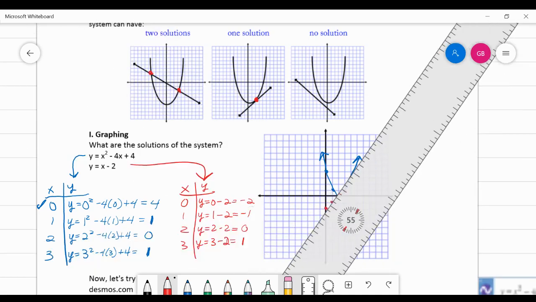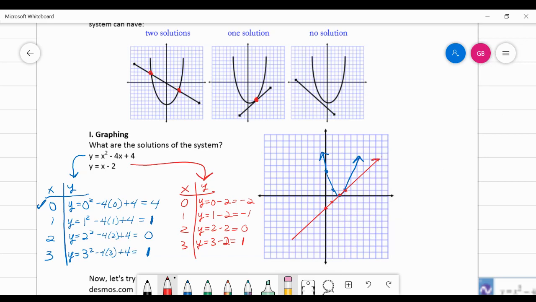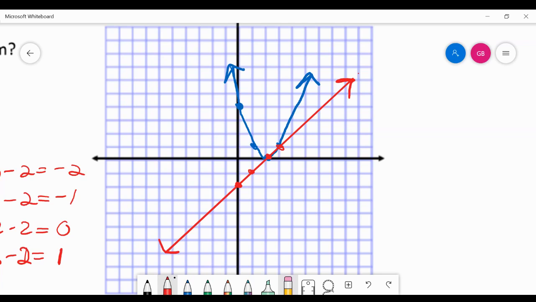So I'm actually going to use a ruler to try to make the line as straight as possible. Okay, I know it's kind of hard to see, but the parabola and the line intersect at 2 points. They intersect here and here. They intersect at 2, 0 and 3, 1. So those are your two solutions.